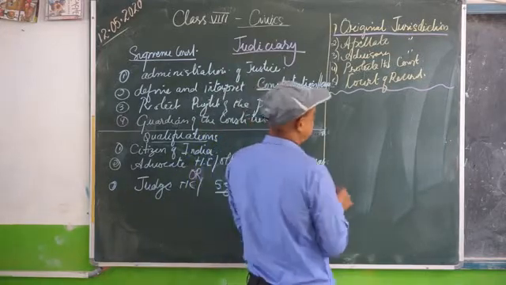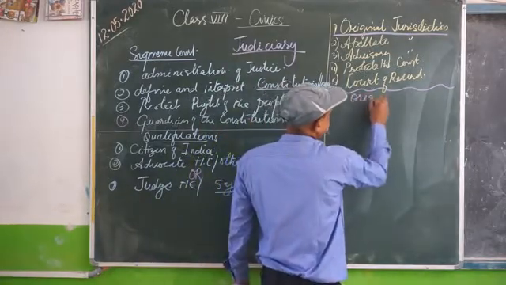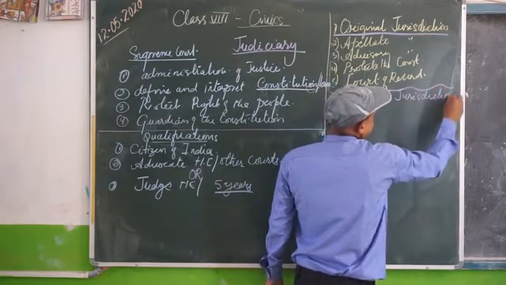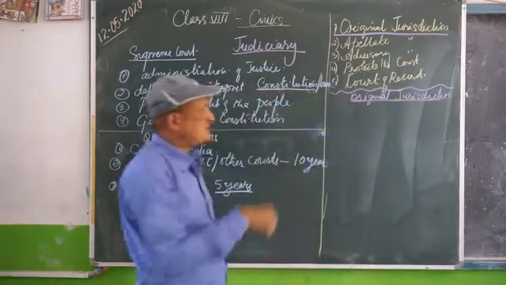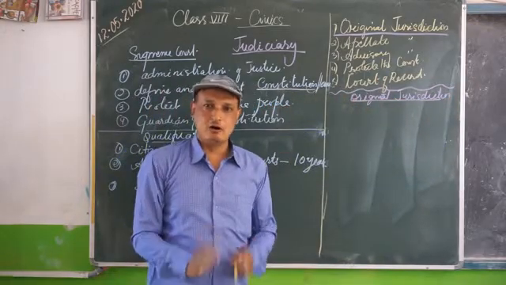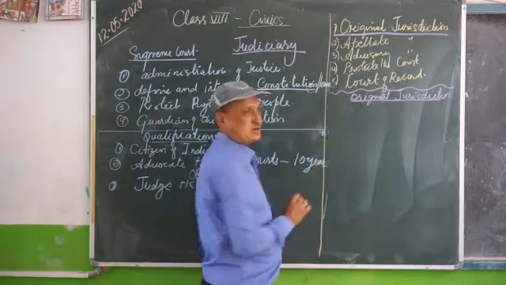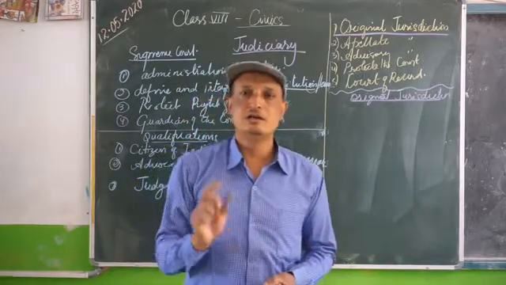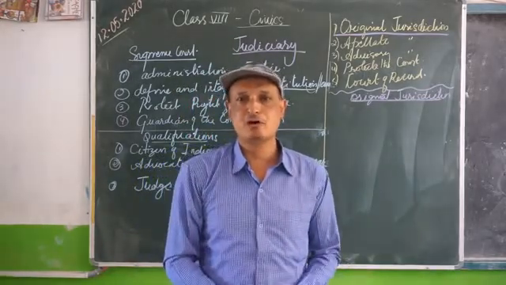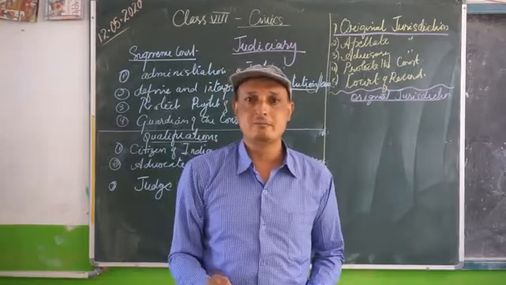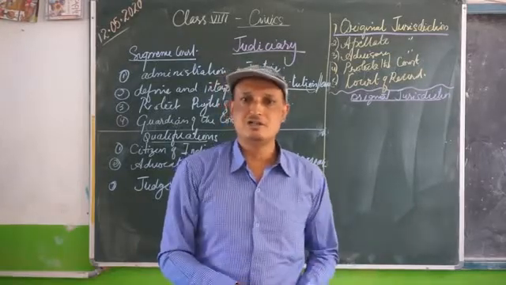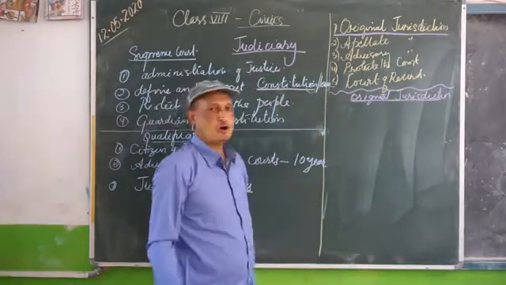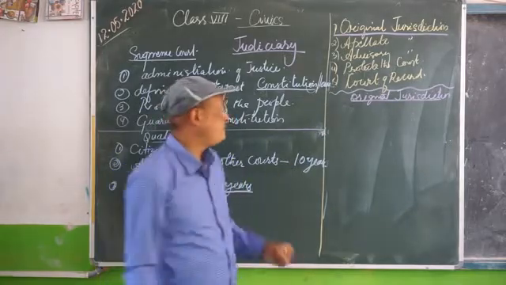Under original jurisdiction, what type of cases can originate in the Supreme Court? Okay, what is original jurisdiction? Hope you know it. Cases that can originate only in the Supreme Court, or the cases that can be brought to the Supreme Court for the very first time. These type of cases cannot originate in other courts. Clear? Now, what type of cases can be brought to the Supreme Court for the very first time?